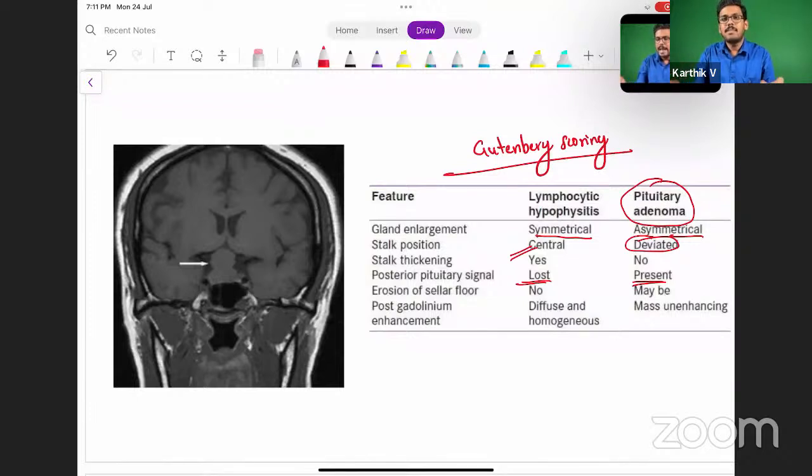And the enhancement also, there is avid and diffuse enhancement of the involved pituitary in lymphocytic hypophysitis, whereas the pituitary adenoma is less enhancing compared to the normal pituitary. So this is how you differentiate between hypophysitis and its close mimicker, pituitary adenoma. So it is diffuse enlargement and homogeneous contrast uptake with involvement of stalk and symmetric involvement in hypophysitis, whereas it is asymmetric with no stalk involvement and non-enhancing in a patient with pituitary adenoma.